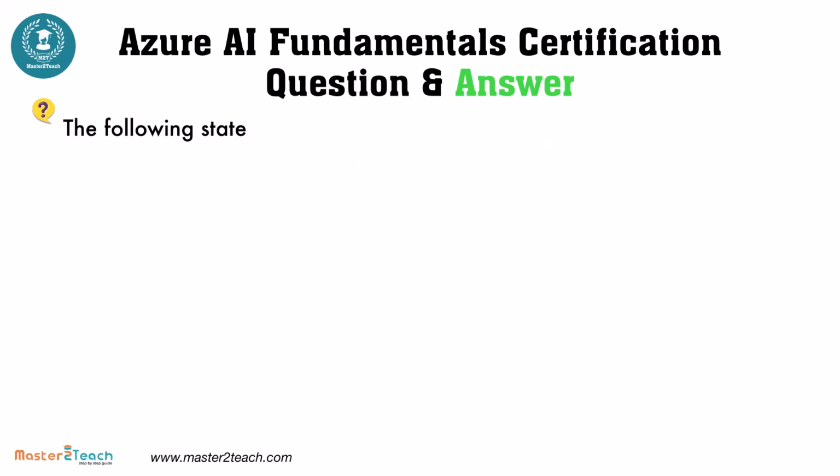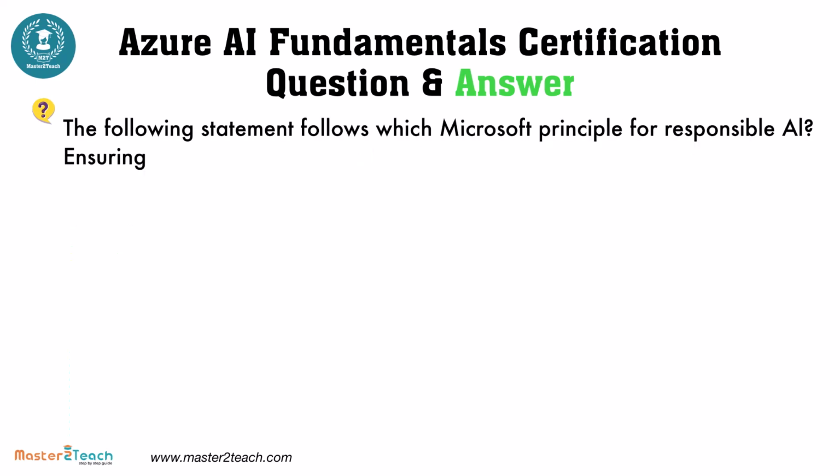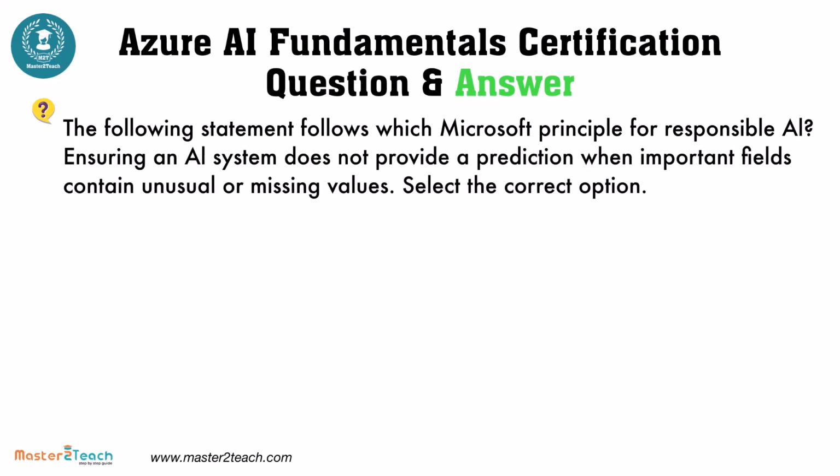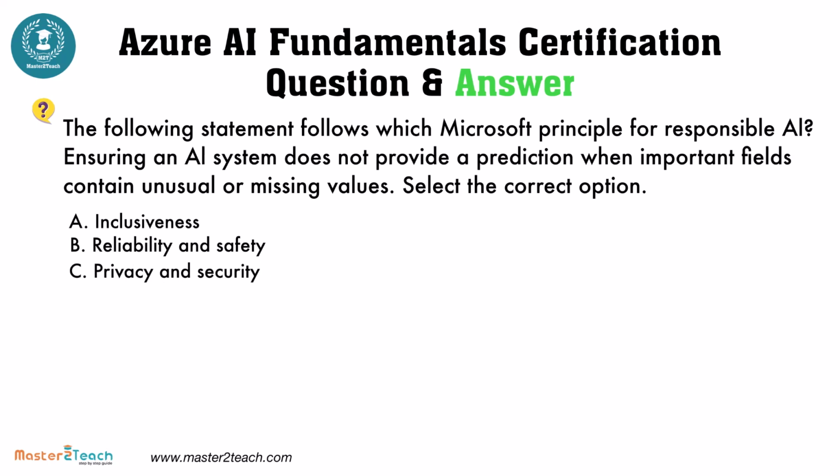The following statement follows which Microsoft principle for responsible AI? Ensuring an AI system does not provide a prediction when important fields contain unusual or missing values. Select the correct option. The options are A. Inclusiveness, B. Reliability and safety, C. Privacy and security, D. Transparency.